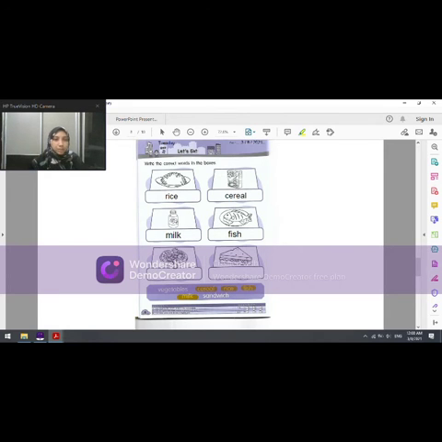The fifth picture, we have a plate of vegetables. Very good. Sayur-sayuran. Vegetables. This is how you spell vegetables. V-E-G-E-T-A-B-L-E-S. It's a bit lengthy word, so you have to spell it correctly and write it down inside this box.